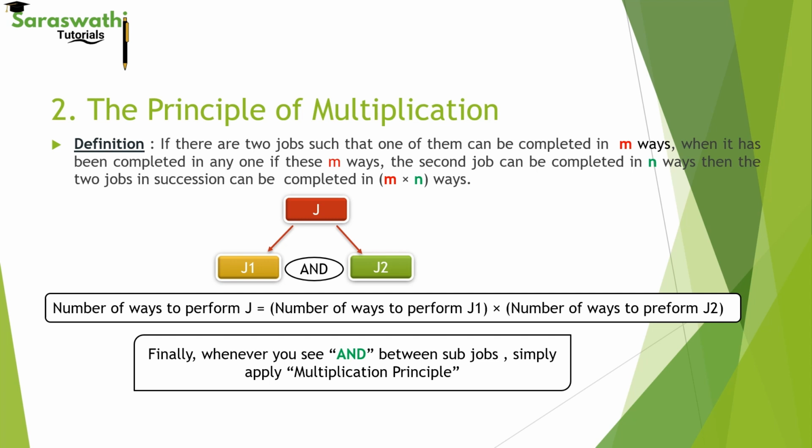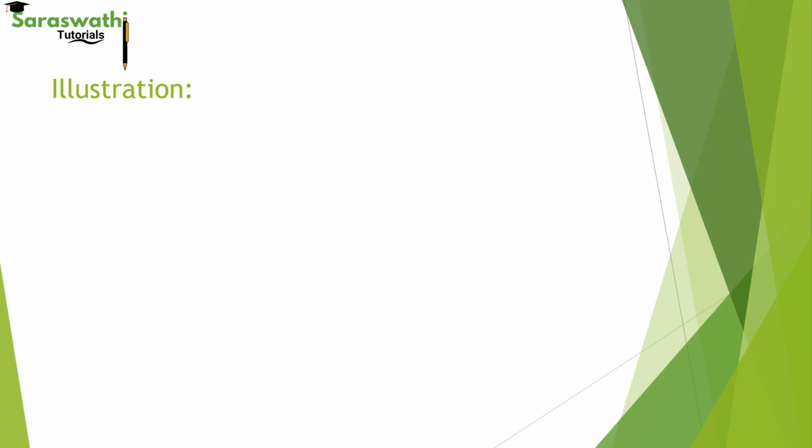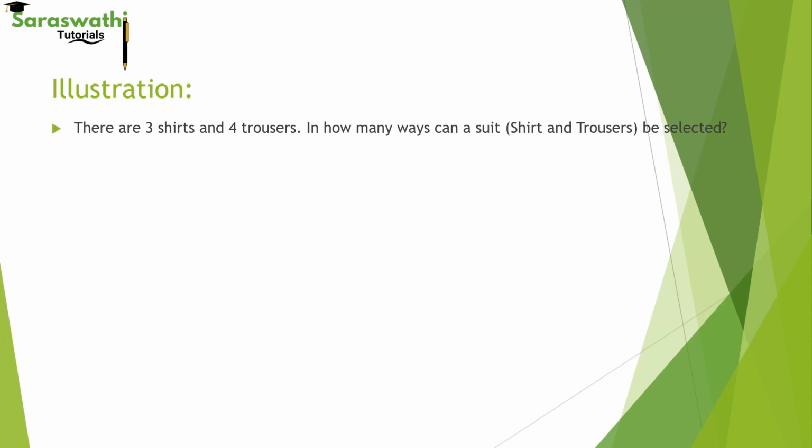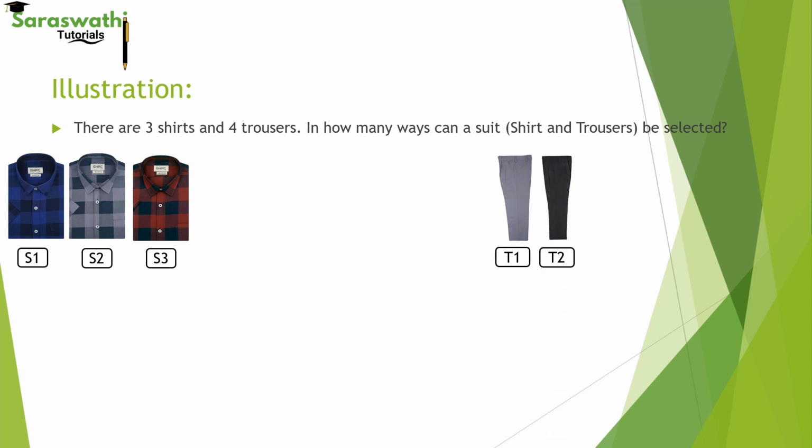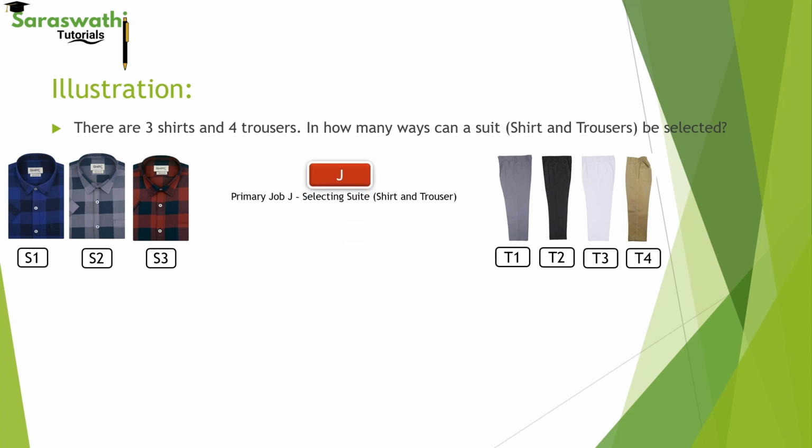Let us understand the principle with the help of an illustration. There are 3 shirts and 4 trousers. In how many ways can a suit, shirt and trousers be selected? Here, we have 3 shirts labeled as S1, S2 and S3 and 4 trousers labeled as T1, T2, T3 and T4. The primary job J is selecting a suit, which means we need to select both a shirt and a trouser to complete the suit selection.